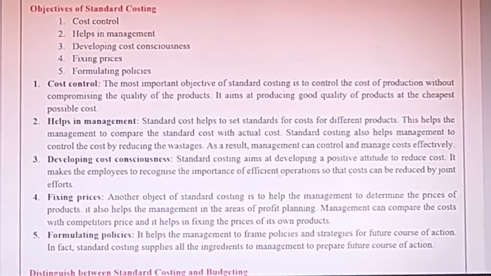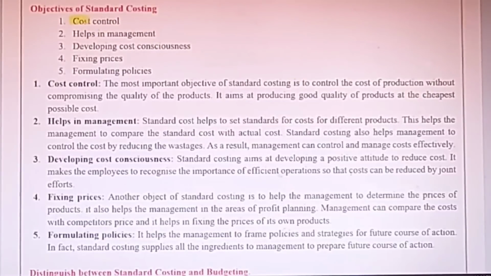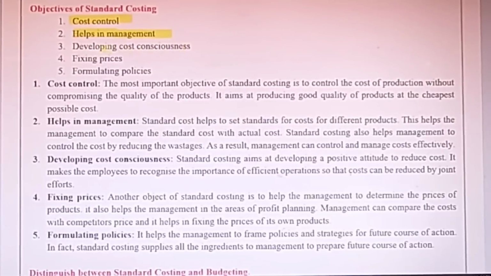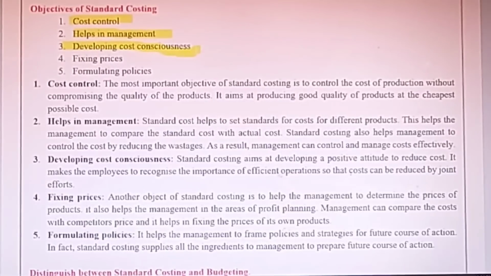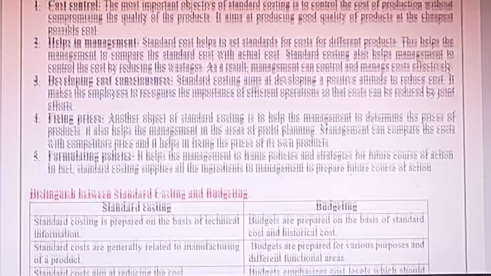Now, the basic objectives of standard costing are to control the cost and reduce the wastages. You can easily define this point. It helps in management efficiency, the resources can be managed effectively. Then it helps in developing cost consciousness in the organization, right? And it helps to fix the prices of goods and services. And it also helps to frame policies, rules, principles, all these things for the organization. So very easy points in objectives you can easily define.